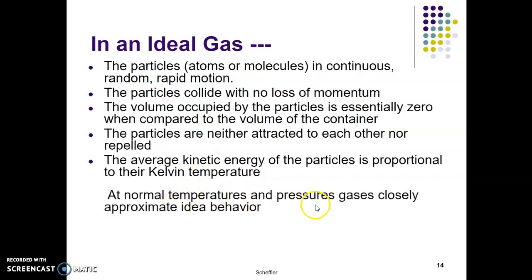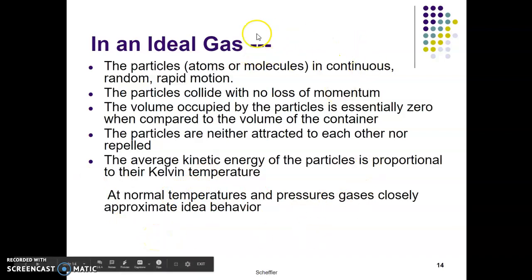At normal temperatures and pressures, gases closely approximate ideal behavior, meaning that usually, under normal circumstances, these are mostly true. Not all of them are completely true. None of them are true 100% of the time, but they're true enough that we can make these assumptions without being too far off in our actual data. These are the types of assumptions that we have to make as scientists because, frankly, we cannot take into account all the exceptions to these rules as we go. We just have to deal with the exceptions on a case-by-case basis.